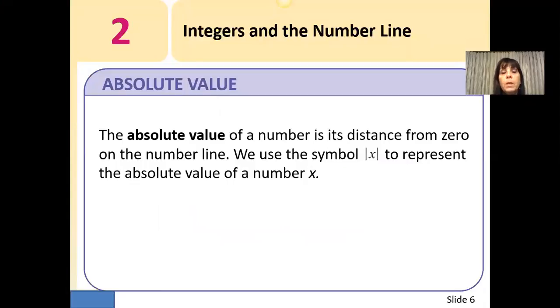The symbol for absolute value is 2 vertical bars that go around the thing you are taking the absolute value of. You would treat it as a grouping symbol, so if there is more than one thing inside, you would do that first before taking the absolute value.